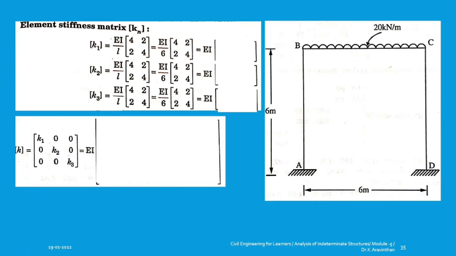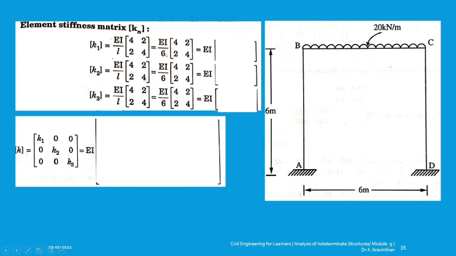Now the next step is finding the element stiffness matrix. How to find that? The formula is K is EI by L times 4, 2, 2, 4. Now you have 3 number of elements, that is element 1 is AB, then BC and CD. For each and every element you need to find the element stiffness matrix. K1 is for element 1. L is 6 meter and 4, 2, 2, 4 is written here.